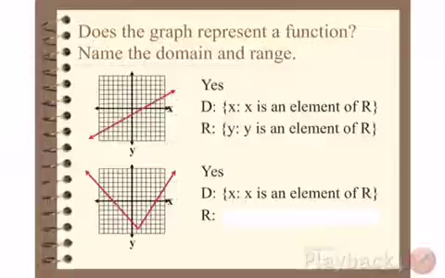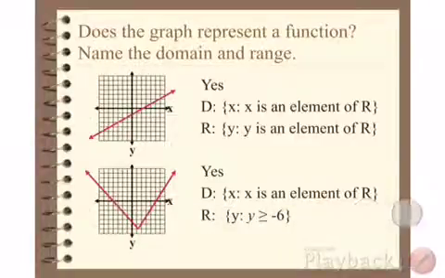And my range has a little bit of a restriction on it because this is the minimum point. It's never going to go lower than that, and that minimum point is 1, 2, 3, 4, 5, 6 below the 0. So my range is anything greater than or equal to negative 6.